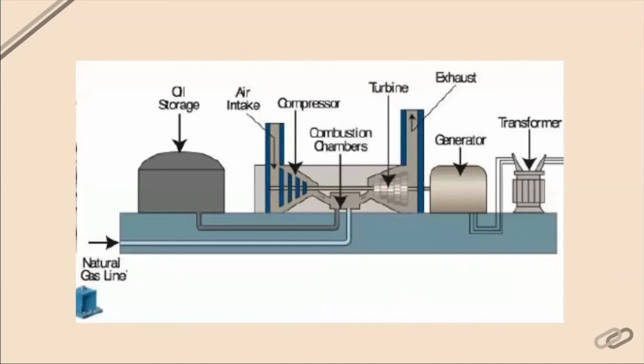This is another example of an industrial gas turbine. We have a natural gas line and combustion chambers. We have an air intake, compressor and a turbine, and then we have an exhaust. You can see the shaft from the gas turbine is connected to the generator, where the electricity is actually generated. From there it is sent to the transformer. This is the industrial gas turbine.